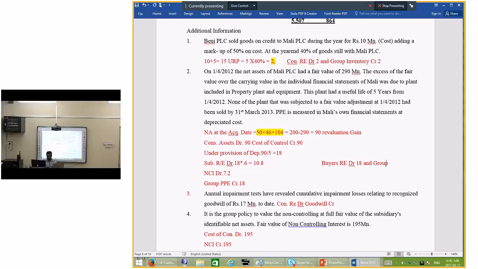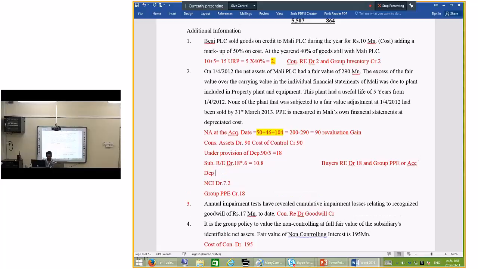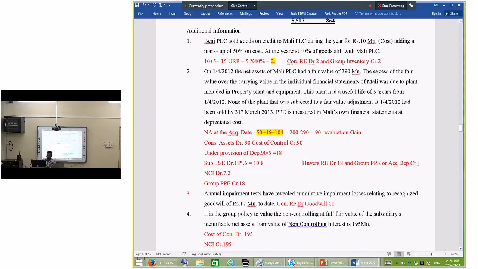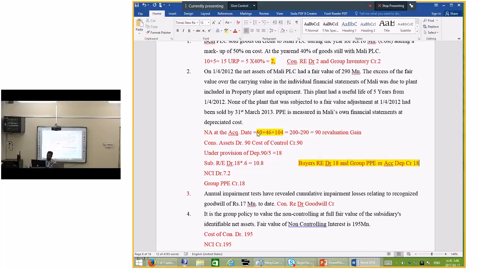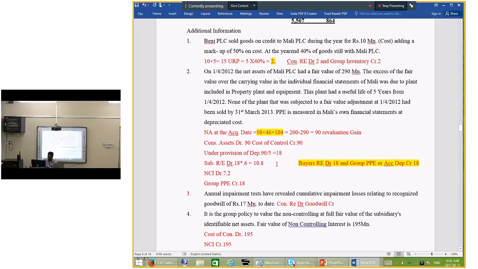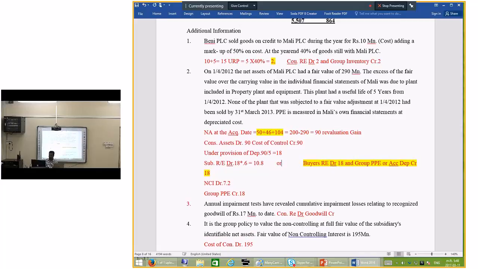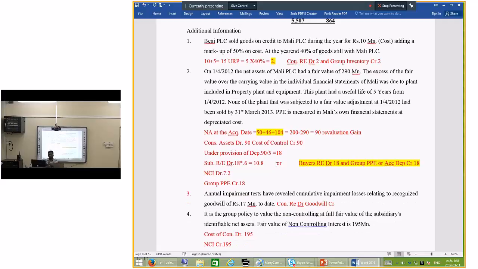Group. This entry is also correct, right? I encourage people to write like this, then it will be easy for you. Got it? Otherwise you can split it like this.